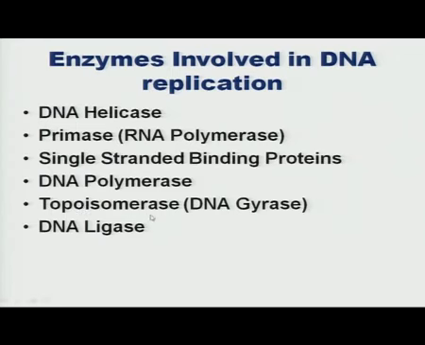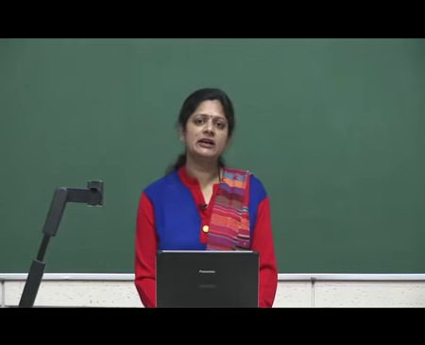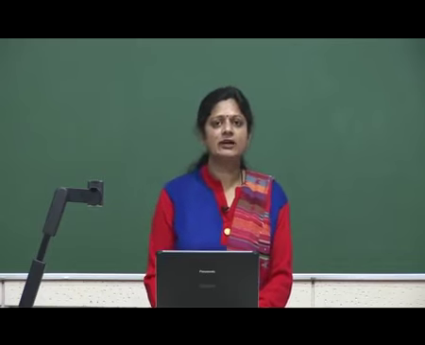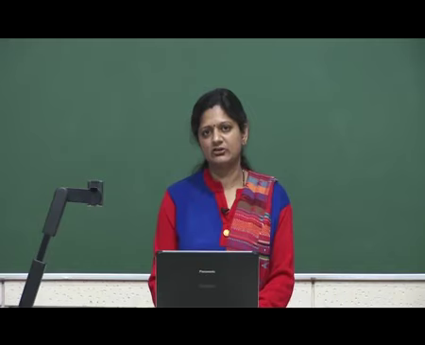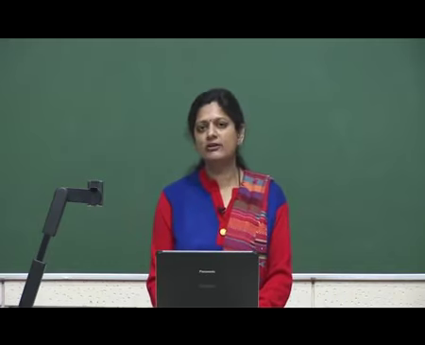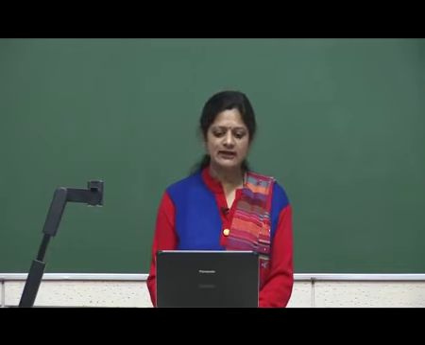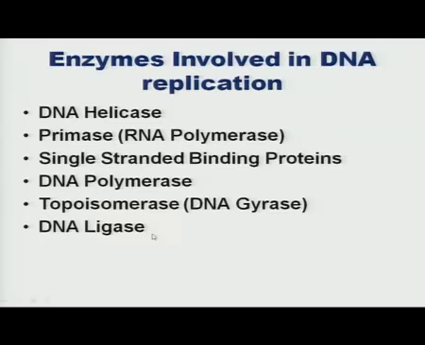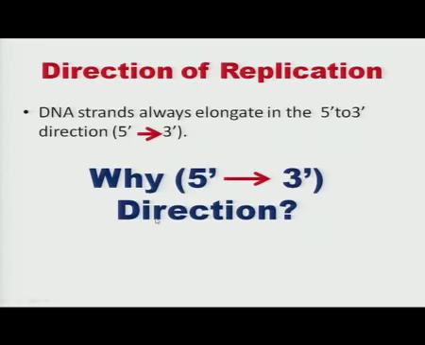Topoisomerase, which is one of the types of DNA gyrase. When the DNA is being separated out, the other sides of the DNA will get supercoiled, and supercoils may inhibit the process of DNA replication. So, to reduce the supercoiling, the tension, the torque exerted by the supercoils, topoisomerase is involved. And DNA ligase finally creates a phosphodiester bond during DNA replication.